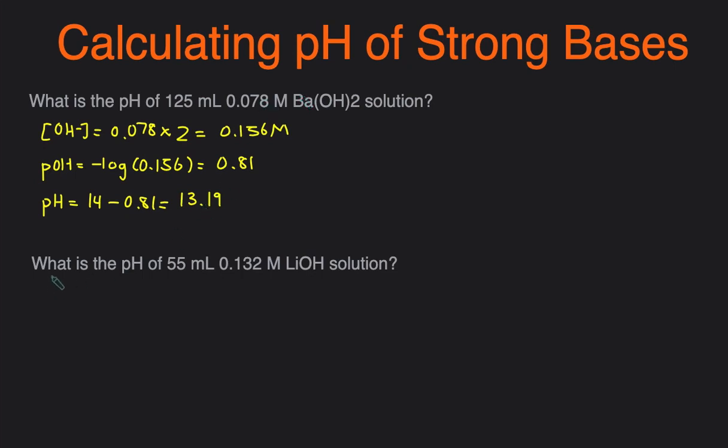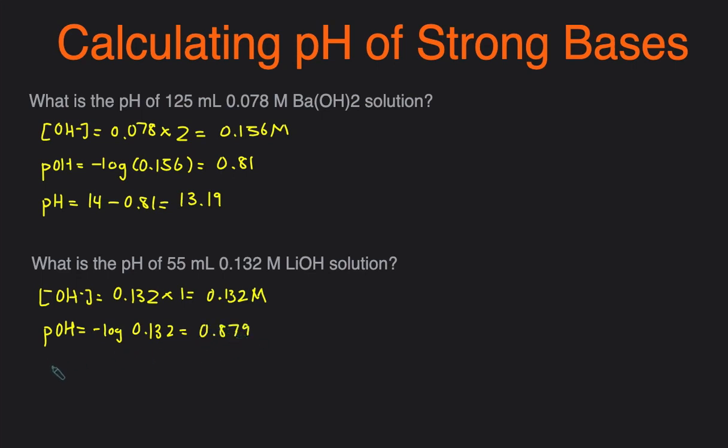Then in this next question it's asked, what is the pH of 55 milliliters 0.132 molar lithium hydroxide solution? We'll start with the concentration of hydroxide, which is going to equal the original concentration 0.132 multiplied by the number of hydroxides. In this case, this is 1. So the concentration of hydroxide would just be 0.132 molar. Then figure out the pOH by taking the negative log of the OH, and that'll give us 0.879.